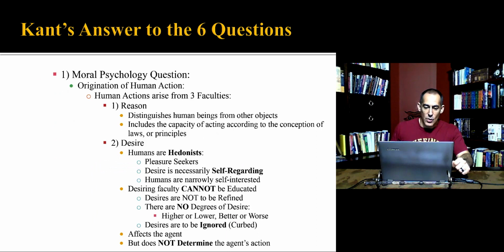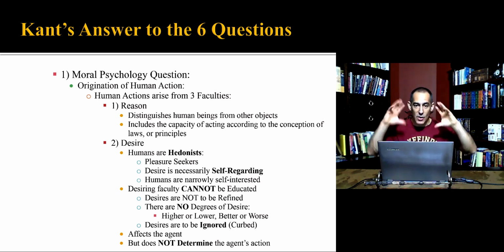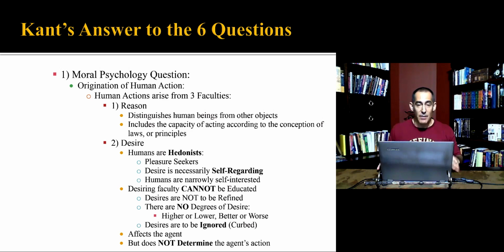So as we go through these 6 questions, I'm just going to point out, like I said, an outline of where we're going. So remember, the 6 questions are, first, the moral psychology question, and we're going to be looking at the different aspects that Kant believes go into making human actions. Most of them that we naturally do come from human desire.